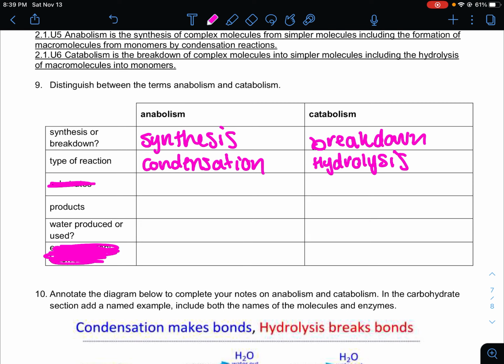The products. So for anabolism, when you're creating something, when you're taking 2 monomers, or 3 or 4, and putting them together, your product will be a polymer. And then catabolism, when you're breaking apart those bonds of those big polymers, what you get are the monomers. So you get those tiny building blocks.